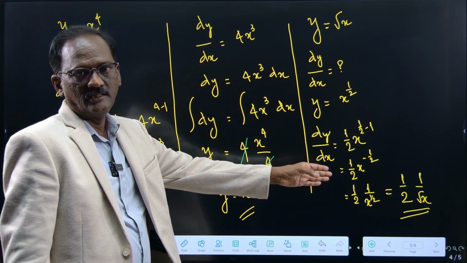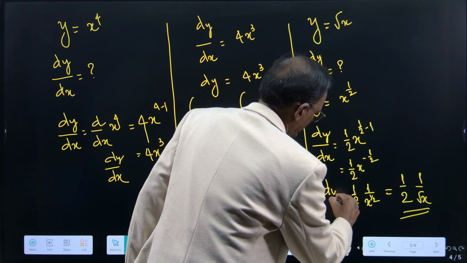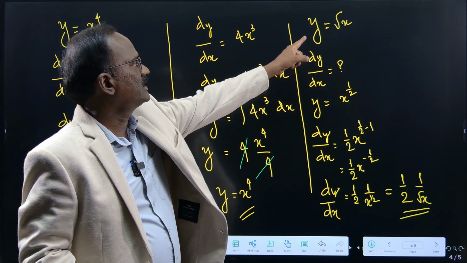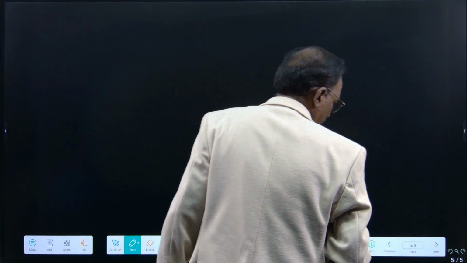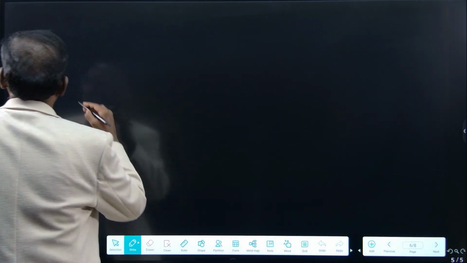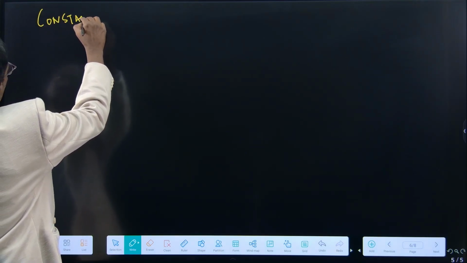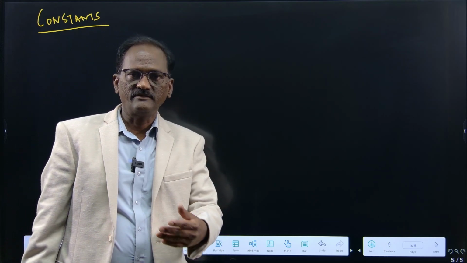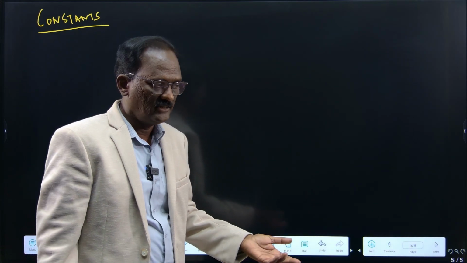If you take the reverse process for dy by dx, definitely you will get y is equal to root x. Then for constants, if constants are given, how we can differentiate and how we can integrate, we will see.